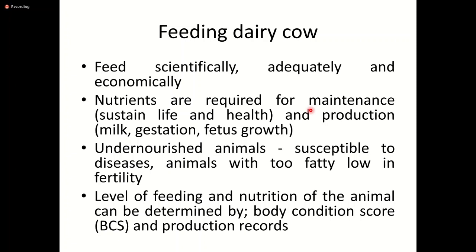So those are the basic things we have to consider when we are feeding a cow, right? So for their level of nutrients, what we can do is check their body condition score. I will show you what the body condition score is, and their production records as well. We can check their production records. Are they high producing animals, low producing animals, average producing animals, right? So based on that, we have to fulfill their nutrient requirements, right?